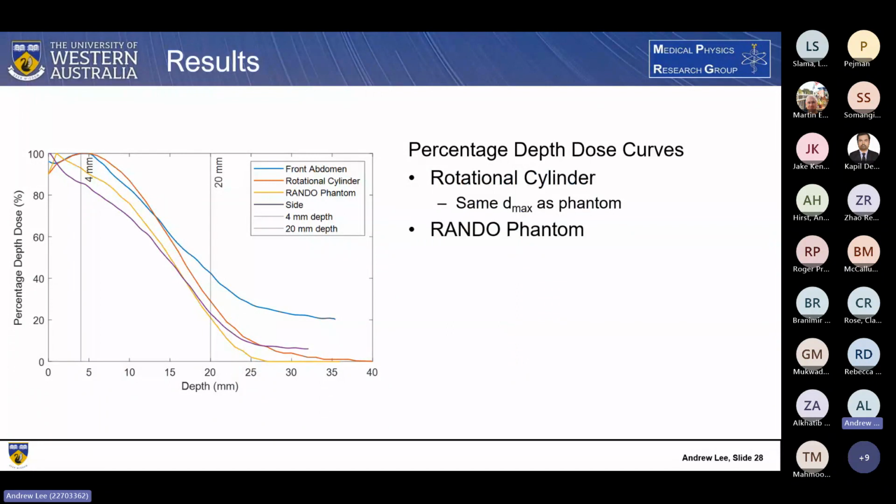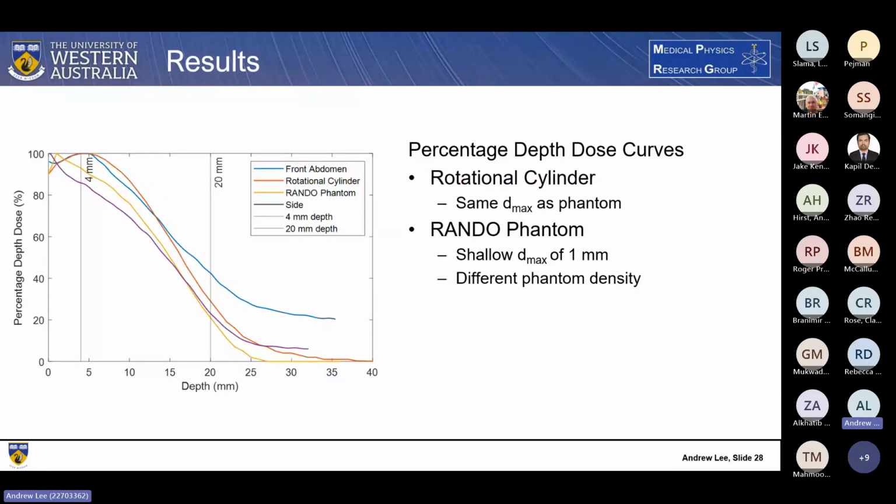In comparison to the Rando phantom, we see that the Rando phantom has a Dmax of 1 millimeter, which is much shallower. So for this, we primarily believe the reason is due to different tissue surface geometry. So for the Rando phantom, it does simulate a slightly skinnier patient compared to our phantom, as well as the cylinder, which will have more curved surfaces. In addition, there's the potential for different phantom density, while our phantom and the rotational one are both a shell design with gelatin inside.